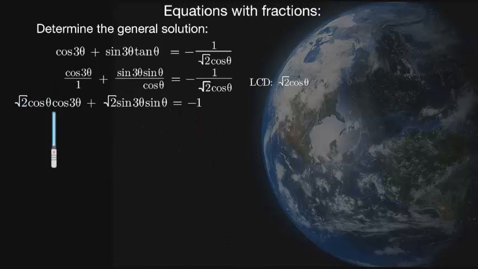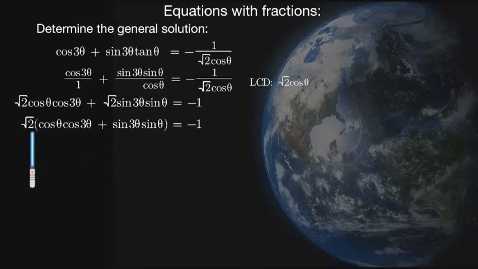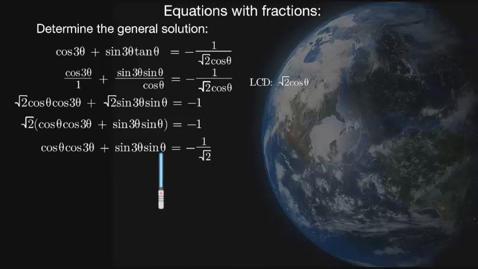Now we want to change this left side into one term. Well, I can factorize by taking out a square root 2 as a common factor. And we have square root 2 in brackets cosine theta cosine 3 theta plus sine 3 theta sine theta is equal to minus 1. Then we take this coefficient in front of the bracket and we can divide with it on the right side. And now we have cosine theta cosine 3 theta plus sine 3 theta sine theta equals minus 1 over square root 2.